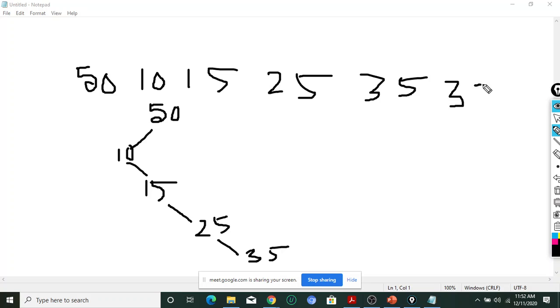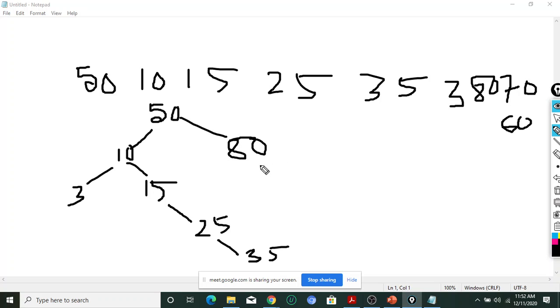Make it 80 also, 80, 70, and for example 60. Okay. Then 3. 10 left. Very good. Next 80. Right. Okay. 70. Left, it will go to 80's left. Okay. 60. It will go to 70's left.